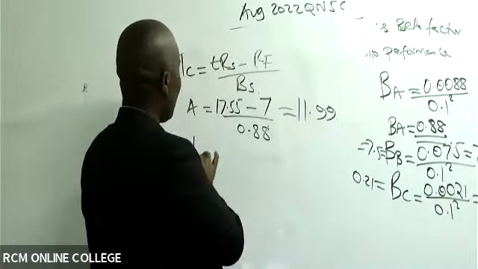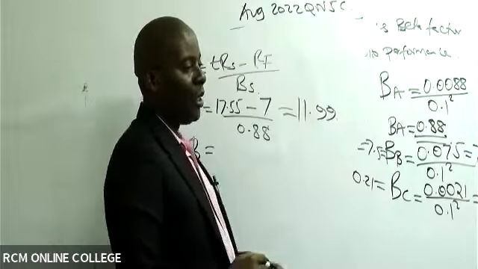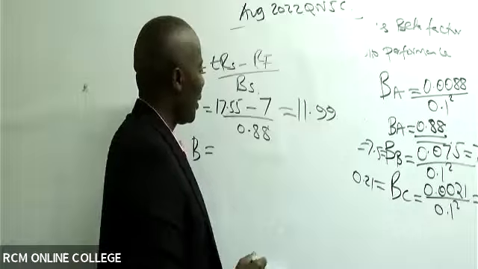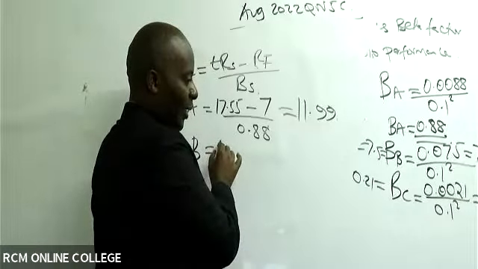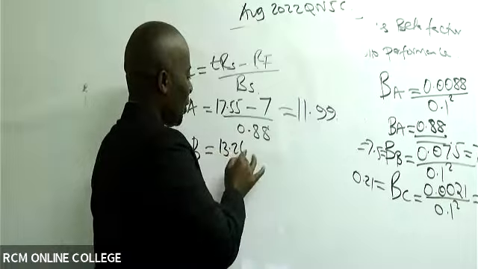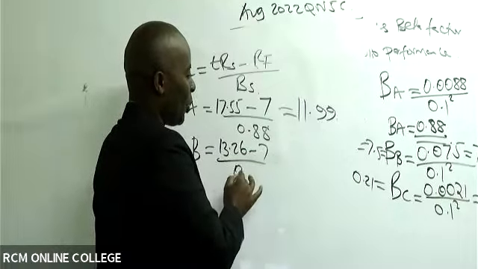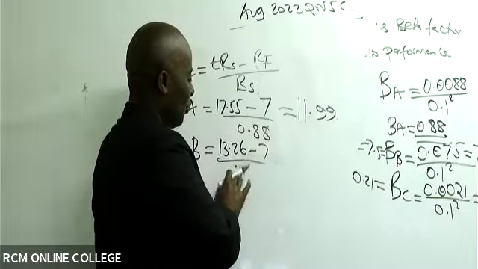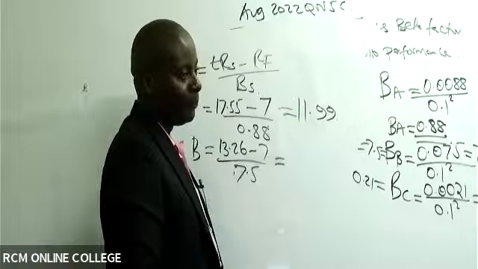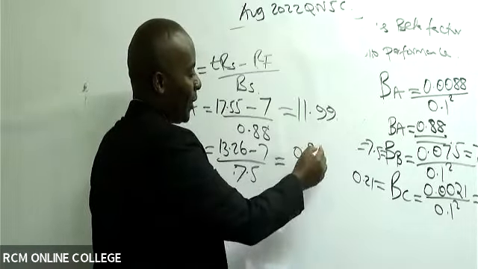So then go ahead and give us for B. For B, what do we have there? 3.26 minus 7, over 7.5, which will end up giving me what figure? 0.88.